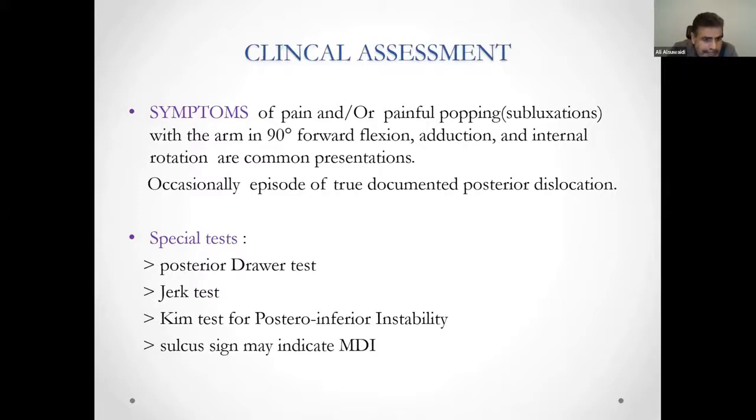Now, those are the tests that are often used to assess the shoulder, particularly when you are suspecting posterior instability. The posterior drawer test is something like the opposite of the anterior drawer test. The jerk test and Kim test are for posterior-inferior instability. The sulcus sign basically looks for global hyperlaxity of the shoulder, and is often part of MDI.